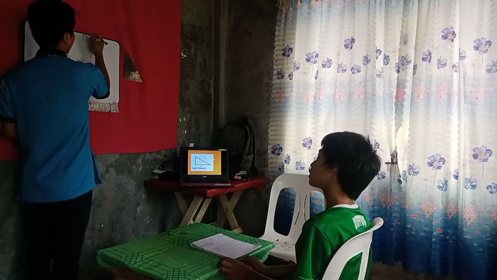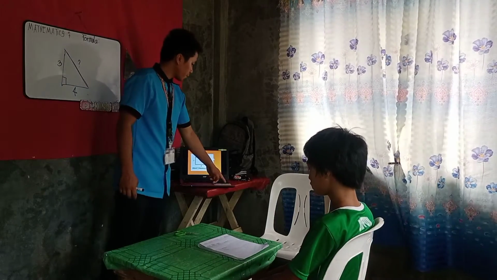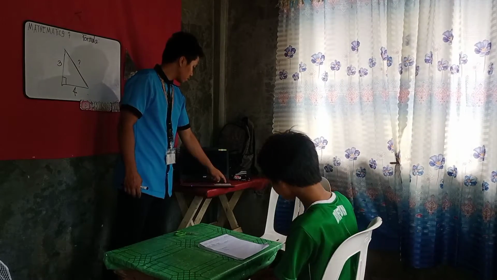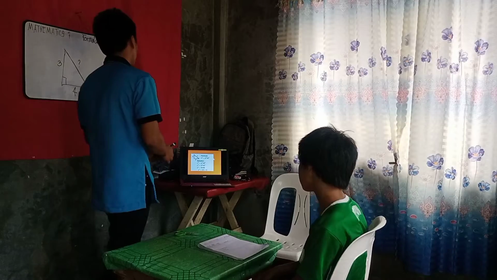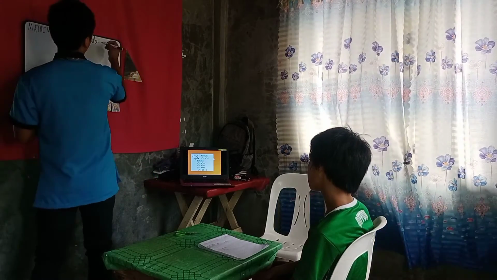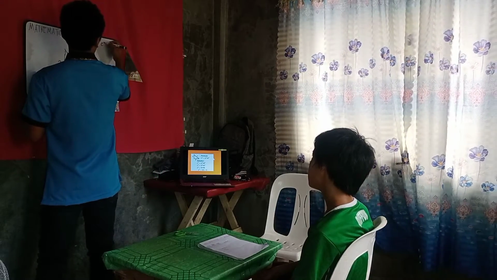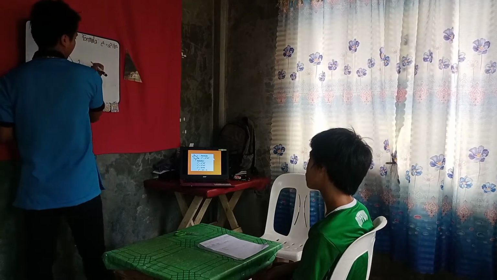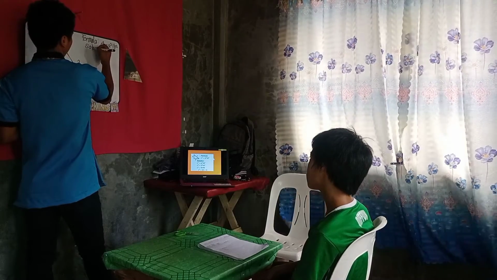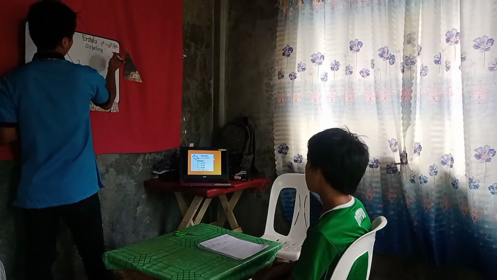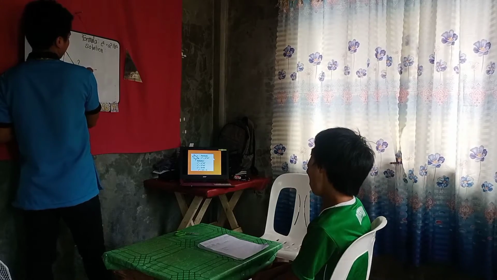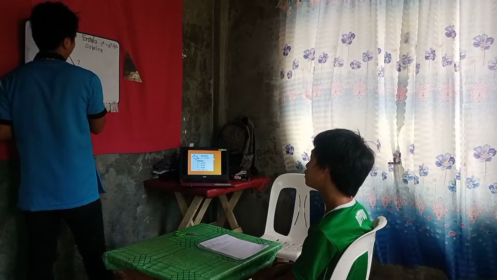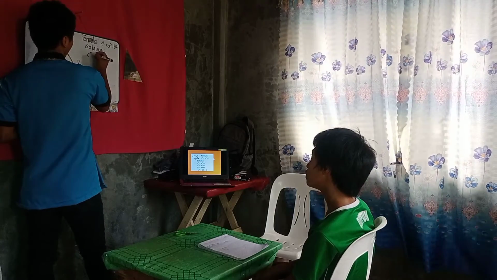So, using our formula. What was our formula? Sir, C square equals A square plus B square. So, simply our Pythagorean theorem. For our solution, since our formula is C square is equal to A square plus B square, we will follow it. The missing variable of our right triangle is the hypotenuse, or our C.